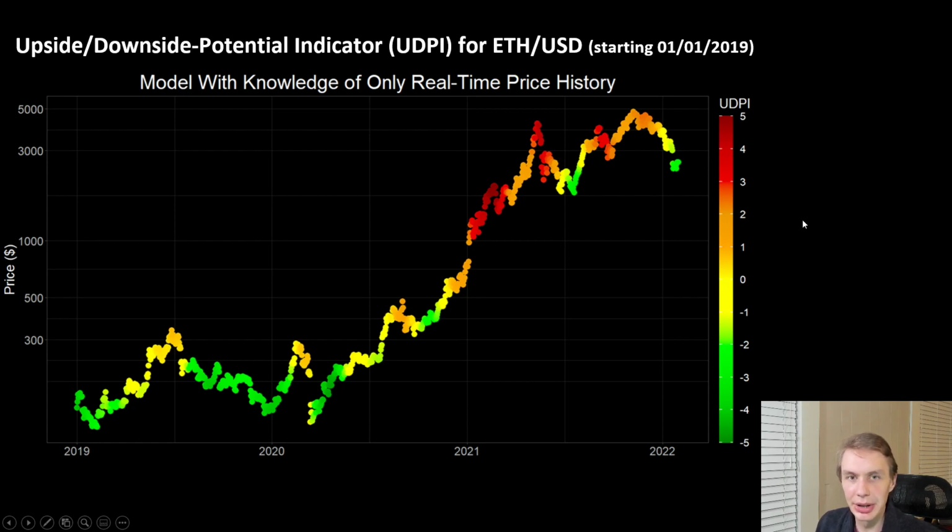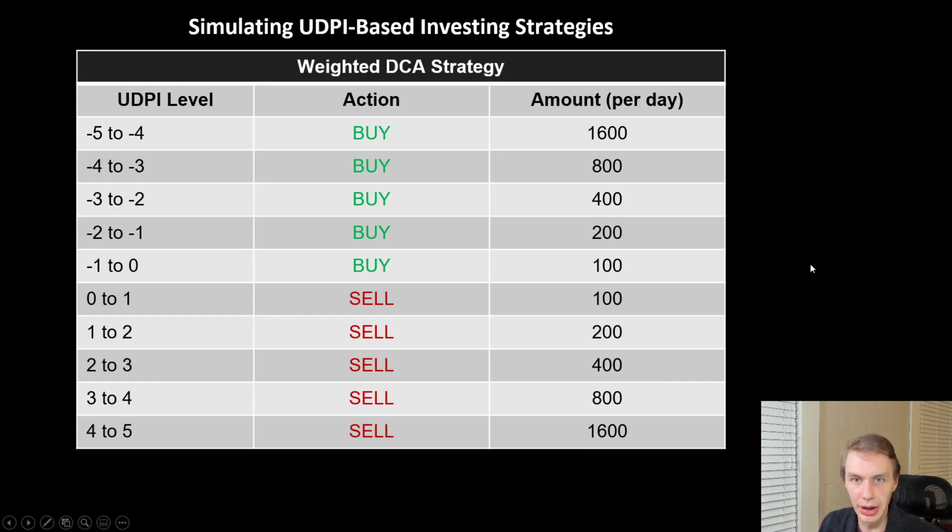So let's move now into the simulation that I want to show. The idea is we're going to be starting at the beginning of 2019 and then looking at a trading strategy based on the UDPI and comparing it to a buy and hold strategy.